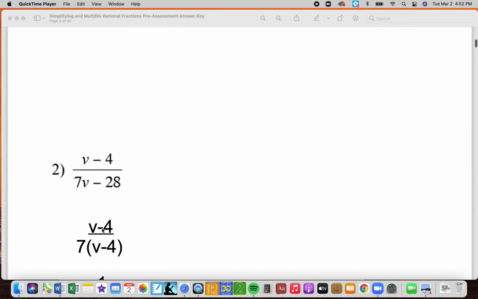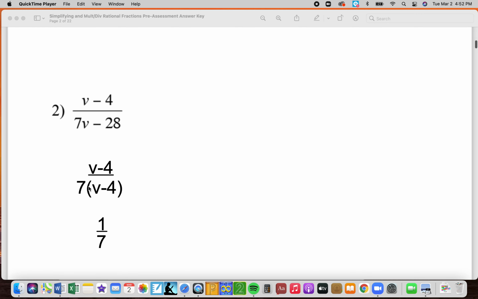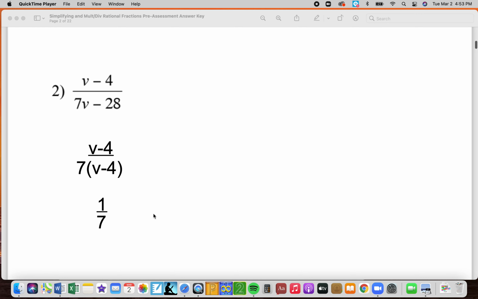Number 2, we again have a numerator that we can't factor, but the denominator can be factored. We can factor a 7 again. If we factor a 7 out of 7v and a 7 from negative 28, that leaves us with v minus 4, which will cancel with the numerator, and again we get 1/7.